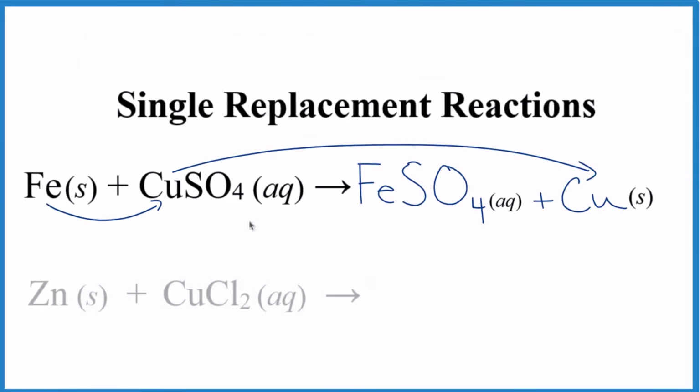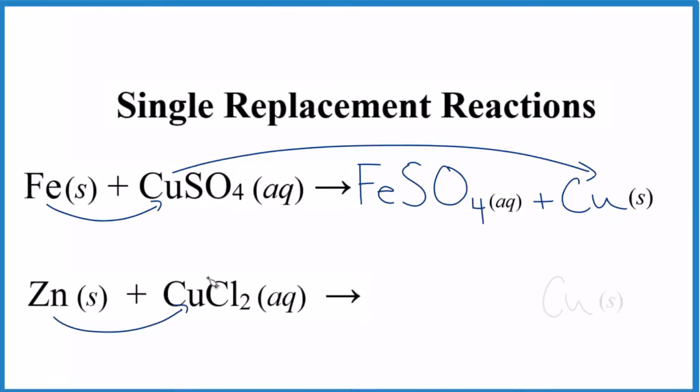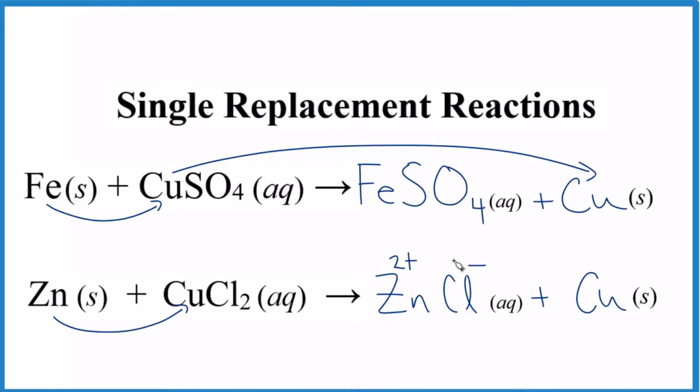Now you try it. Predict the products for zinc, a solid metal, plus copper(II) chloride, which is aqueous. The solid metal replaces the copper, and now the copper is a solid, and the zinc goes with the chlorine. But we need to be careful because zinc is always 2 plus, and chlorine is always 1 minus. So we're going to need 2 of these chloride ions here for the charge to match. That's why you need to know your ions. We've always got to balance the charge. Up here, the whole sulfate is 2 minus, and the iron is going to be 2 plus, so that one's already okay.